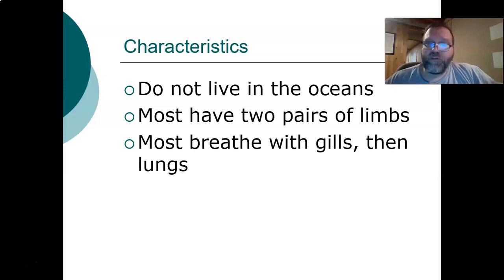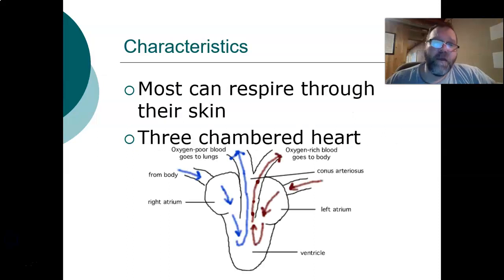Most breathe with gills at early stages in their life, and then the gills are replaced by lungs. The gills actually just fall off later on once the lungs are developed. Most can respire. Respire is a fancy word for breathe, through their skin. So literally oxygen can go in and out through their skin.